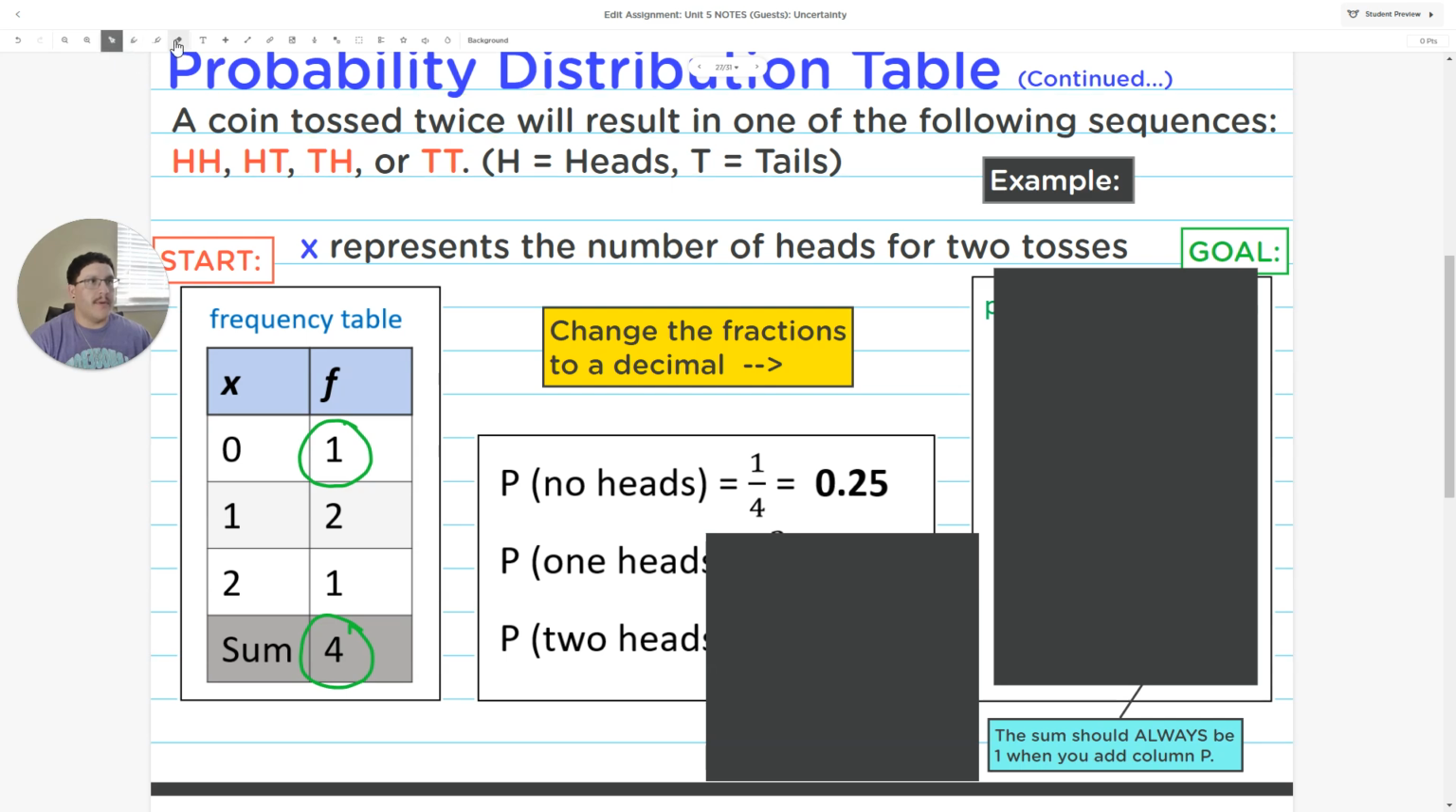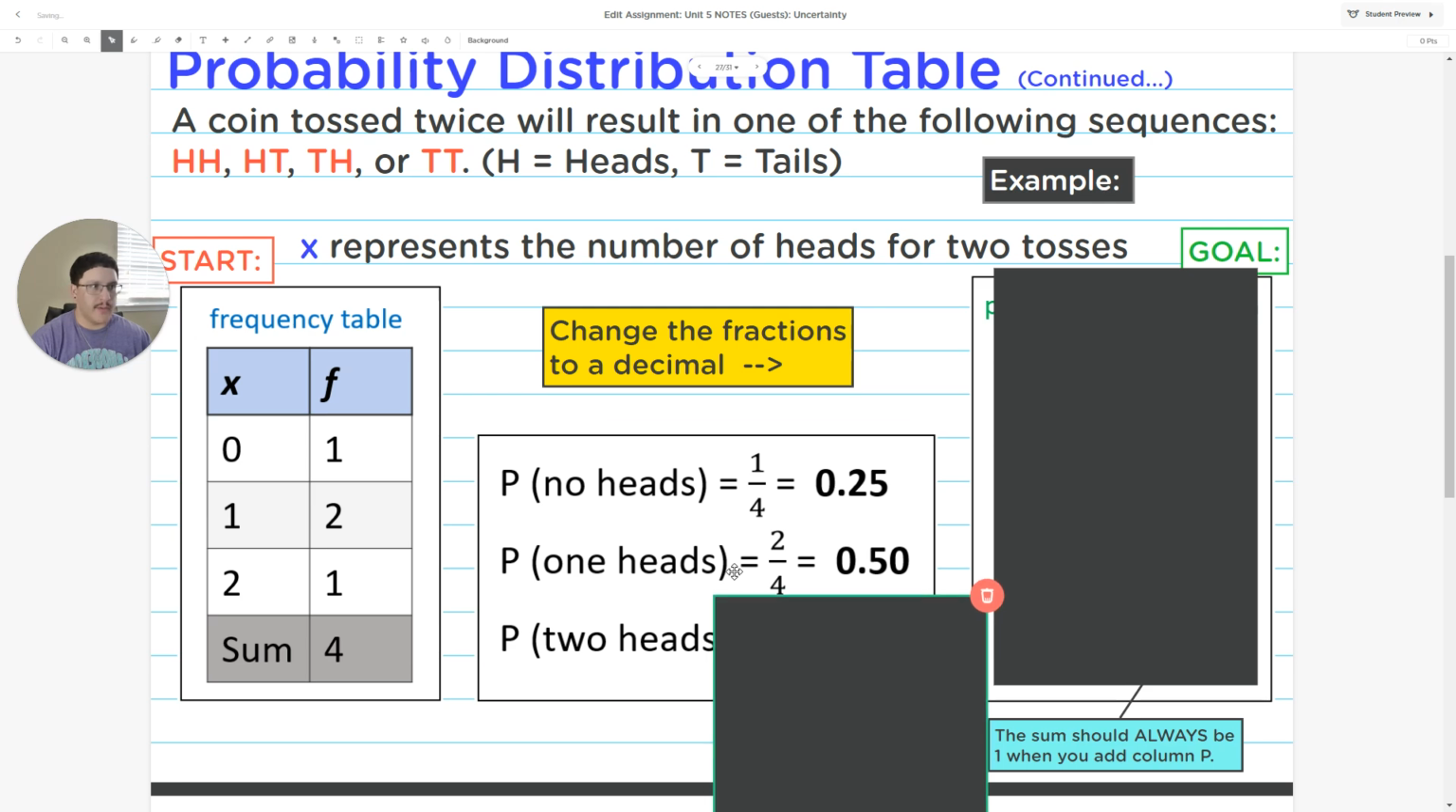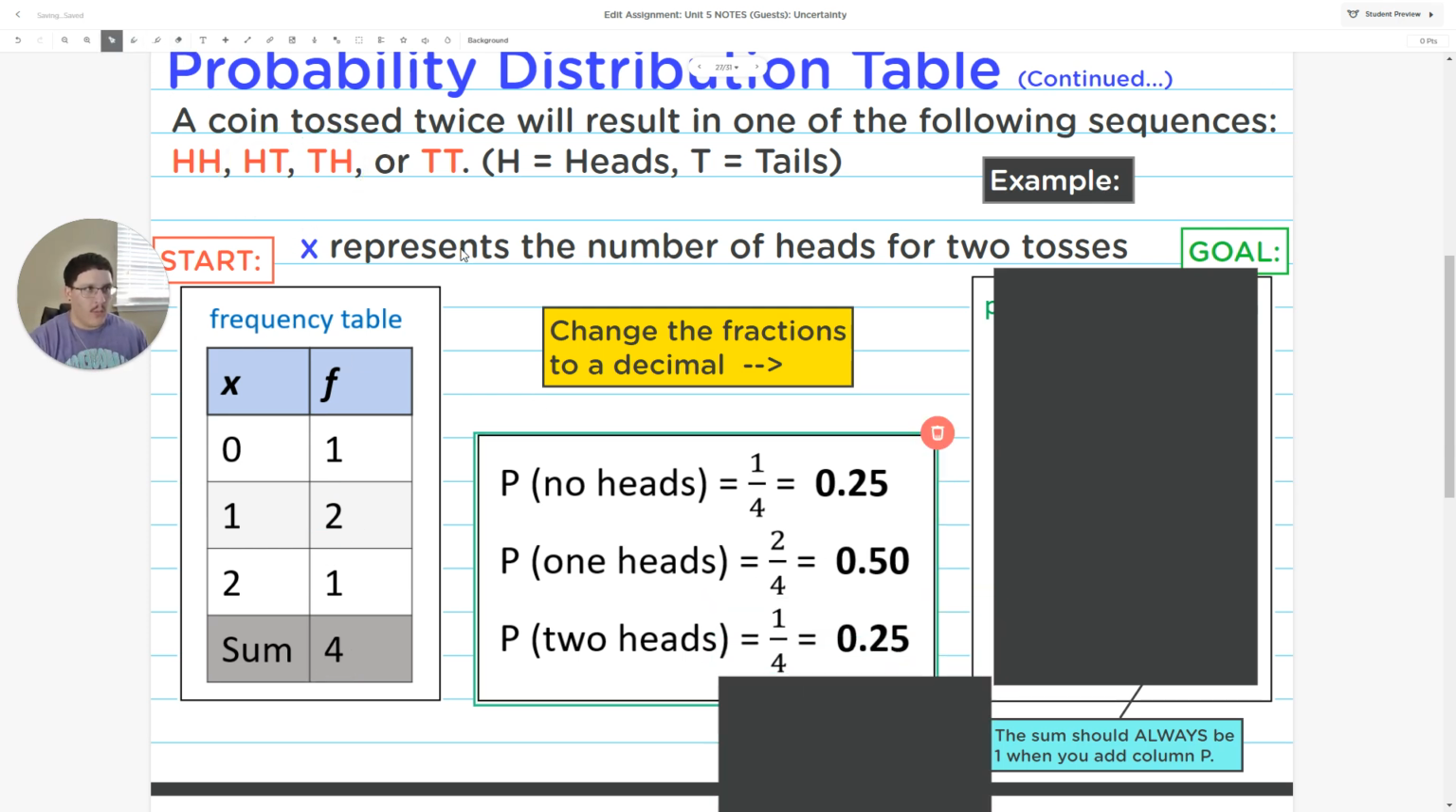So now, what's the probability of 1 head? Well, there were 2 possible outcomes: heads, tails, or tails, heads. Again, 2 possible outcomes. So 2 out of 4 are going to be 1 head, which turns into 0.50 as a decimal. And then finally, what's the probability of 2 heads? Well, you got 1 of the outcomes out of 4 where you can get double heads. That's right there. So 1 out of 4 will give us 0.25 as a probability.